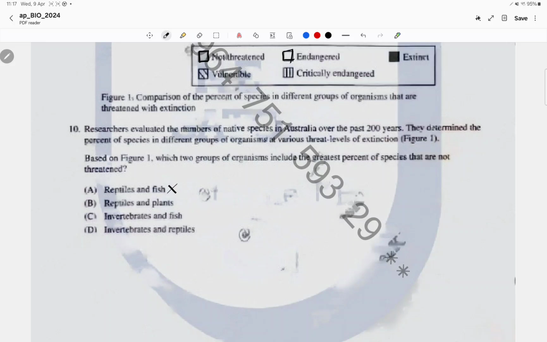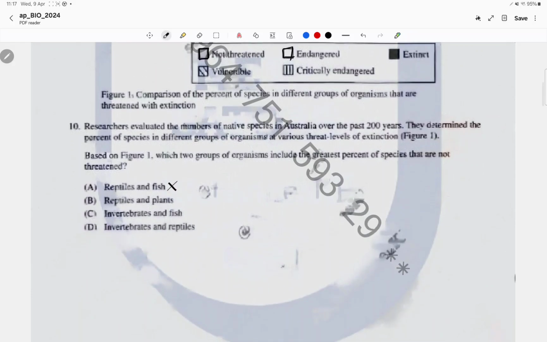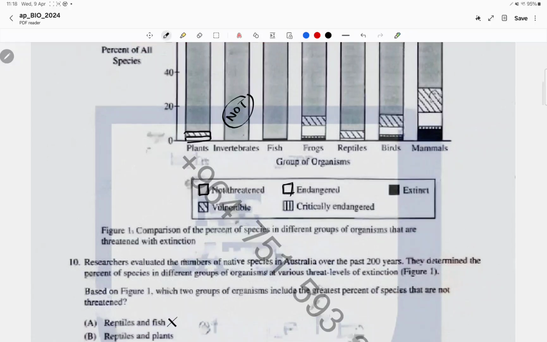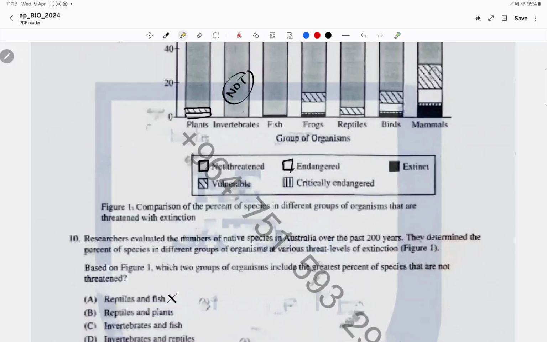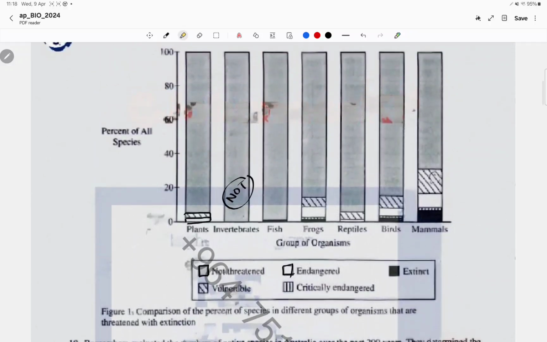Invertebrates and fish. Invertebrates are not threatened. And fish, they have some extinct, but they're mostly not threatened. So actually, C is a very good option. Invertebrates and reptiles. Okay, right. So fish have already gone somewhat extinct, correct? But the reptiles have not gone extinct yet, so they have a chance of being saved. So here, which two groups of organisms include the greatest percent of species that are not threatened? It must be the invertebrates and the reptiles.